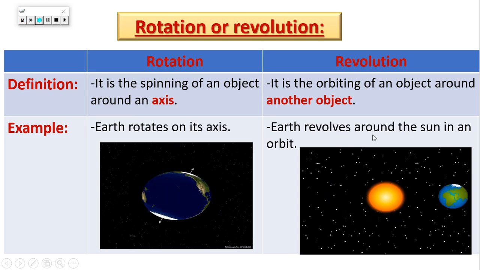As we said before, the earth has two movements, rotation and revolution. The rotation of the earth happens around its axis, which is an imaginary line that passes through the north and south pole of the earth. And the revolution of the earth happens when the earth rotates around the sun in a fixed oval orbit.